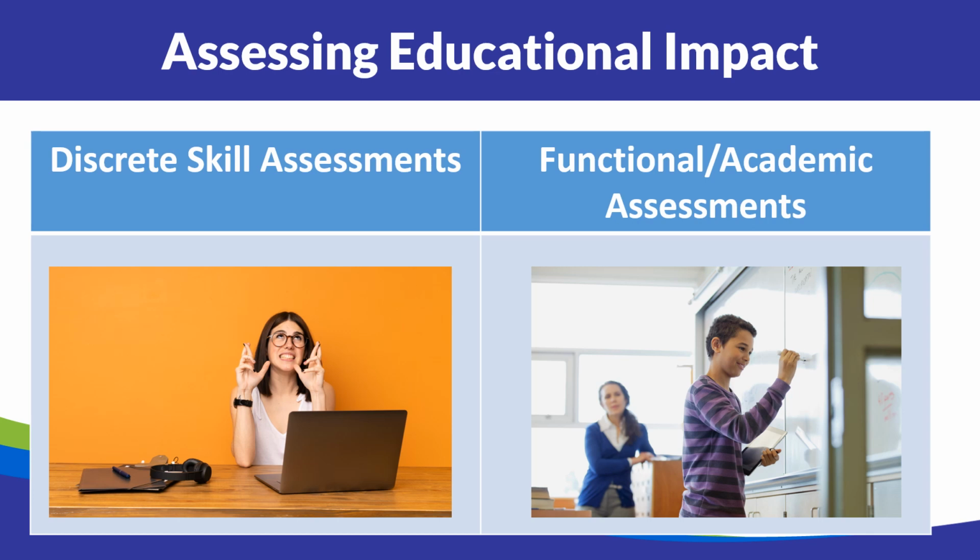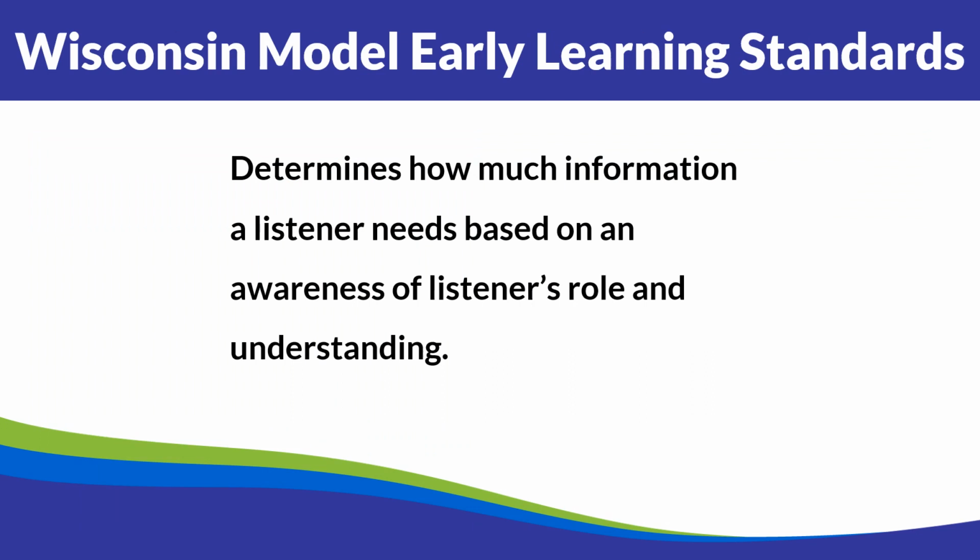So let's take a look at some academic outcomes and think about how each type of assessment may link to it. Now here's one of the Wisconsin Model Early Learning Standards, affectionately known as the WMELS. Let's think about how our different assessments help us determine whether our student is meeting this standard. We're essentially looking to see if the child can take the listener's perspective and adjust their language appropriately.